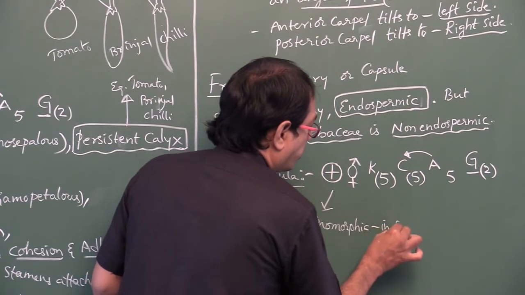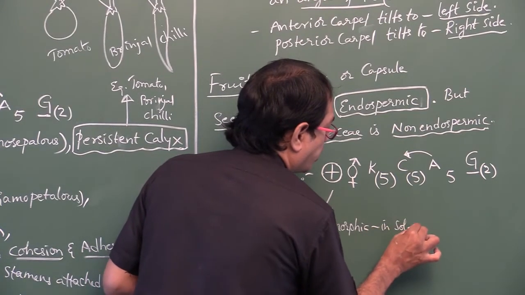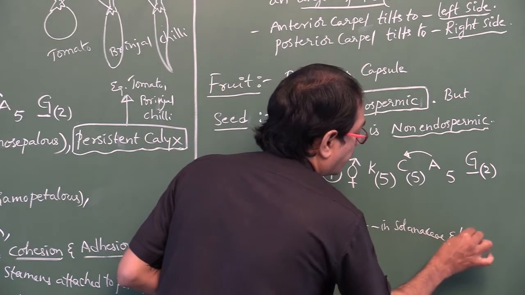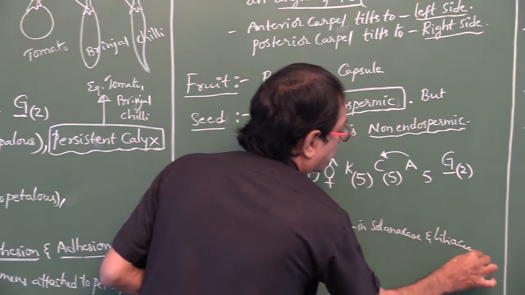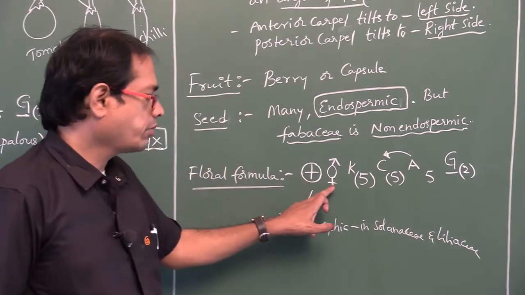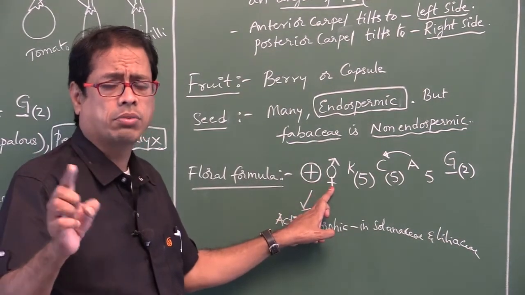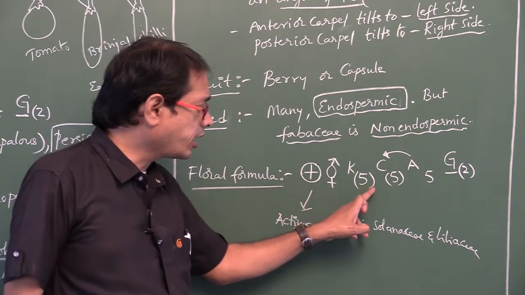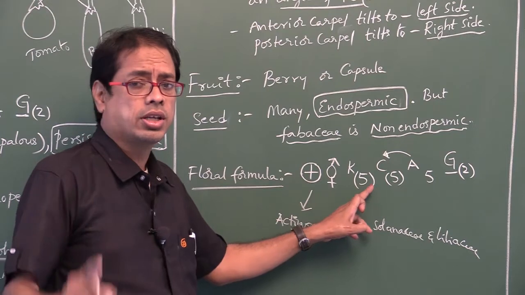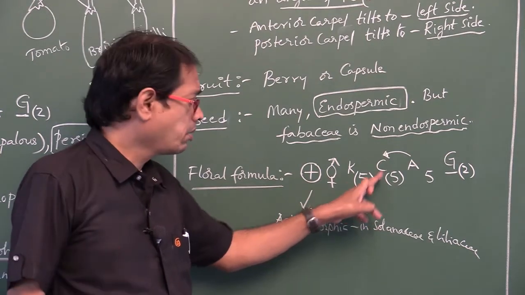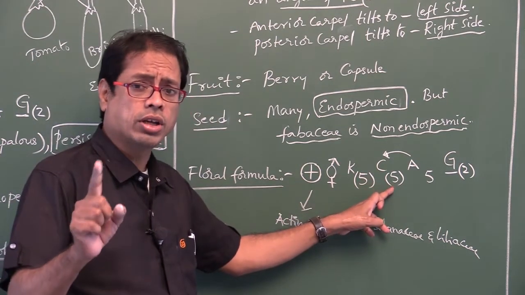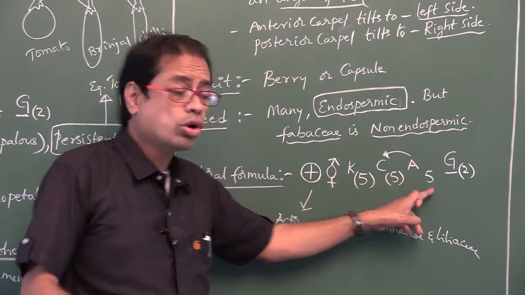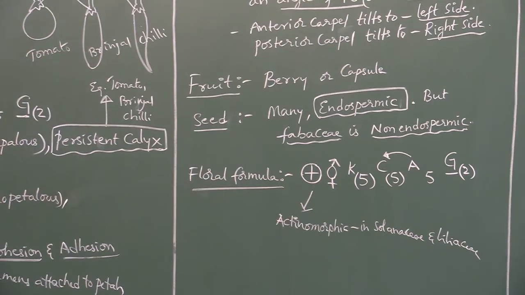Actinomorphic in Solanaceae and Liliaceae. This symbol is for bisexual, both the sex organs present. Sepals 5, bracket indicates fused, gamosepalous. Petals 5, fused, gamopetalous. Stamens 5, those stamens are not fused with each other.